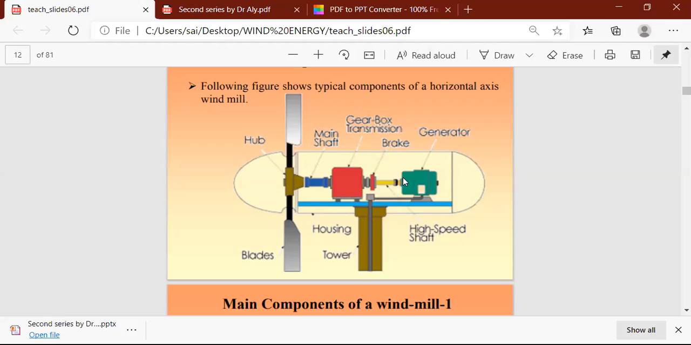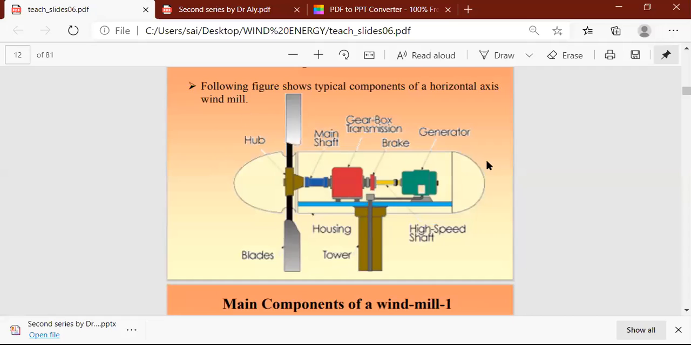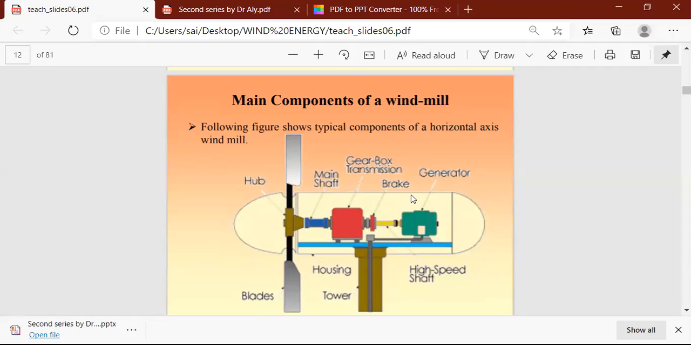This generator works on the principle of EMF generation: whenever we place a current carrying conductor inside a magnetic field, it produces electricity. On that principle, the generator produces electricity, and after the generator, this wiring mechanism transfers the electricity from the generator to the battery mechanism or any high tension mechanism where the electricity can be stored. Inside the tower, this electrical wiring is fitted. So this is all about the function and main components of a windmill.